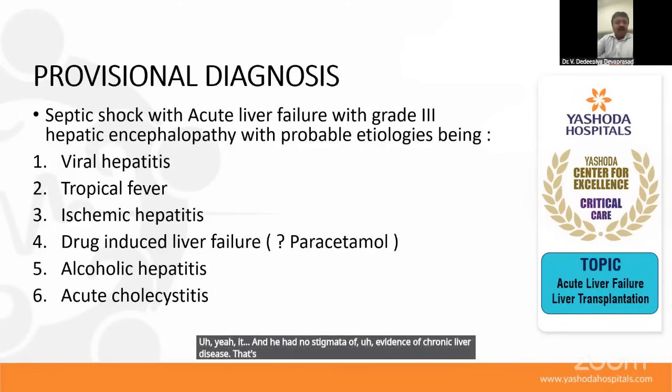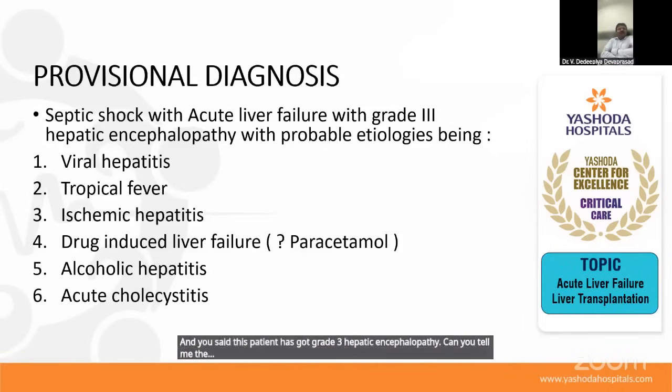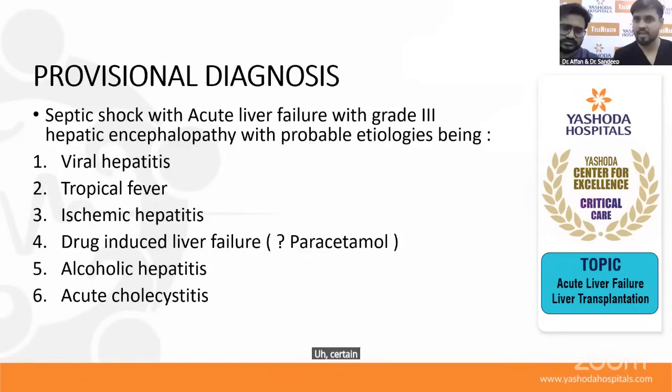That's fine. And you said this patient has got grade 3 hepatic encephalopathy. Can you tell me the definition of hepatic encephalopathy? How do you assess them? How do you grade them? Sir, an altered mental status secondary to hyperammonemia will be defined as hepatic encephalopathy.